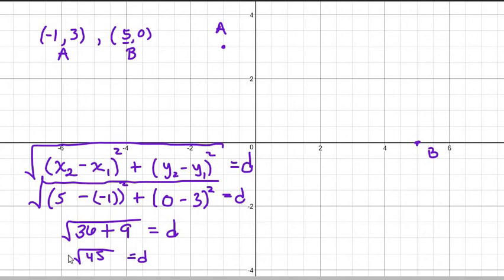Now this can be broken up. See, this is 9 times 5. So the square root of 9 is 3. Can't break that down, so really this can be written as 3 square roots of 5. 3 square roots of 5 to be exact. Okay. So that's going to be the distance between point A and point B right here. Okay. 3 times the square root of 5, which is like 6.7082, something like that.